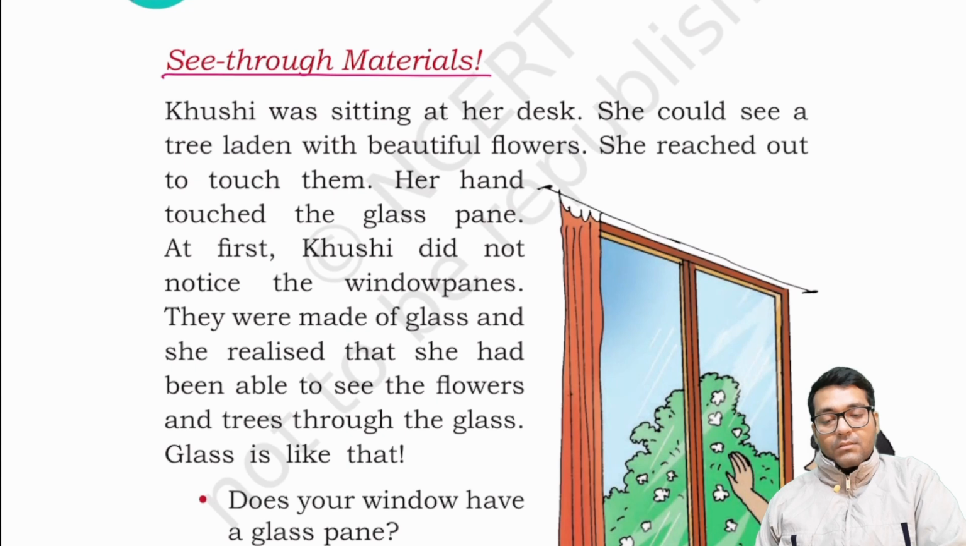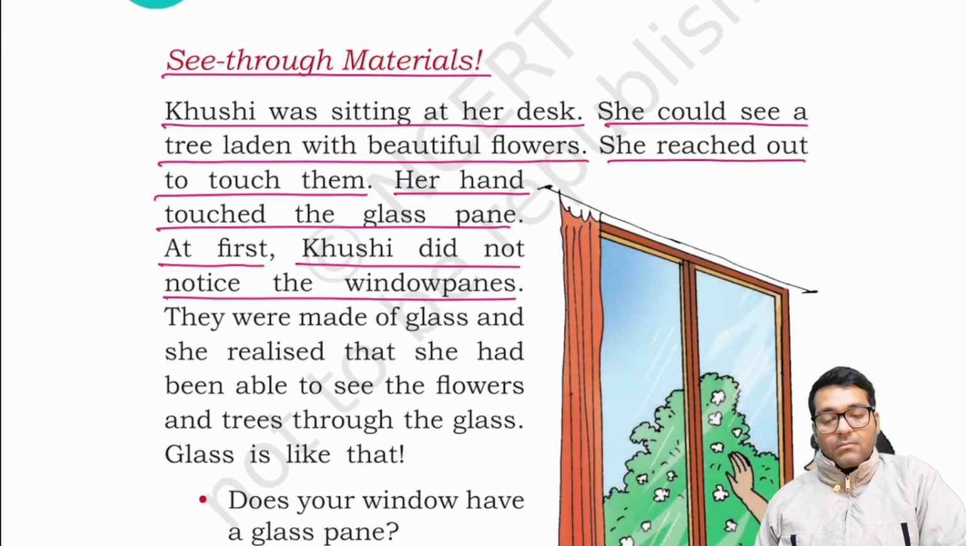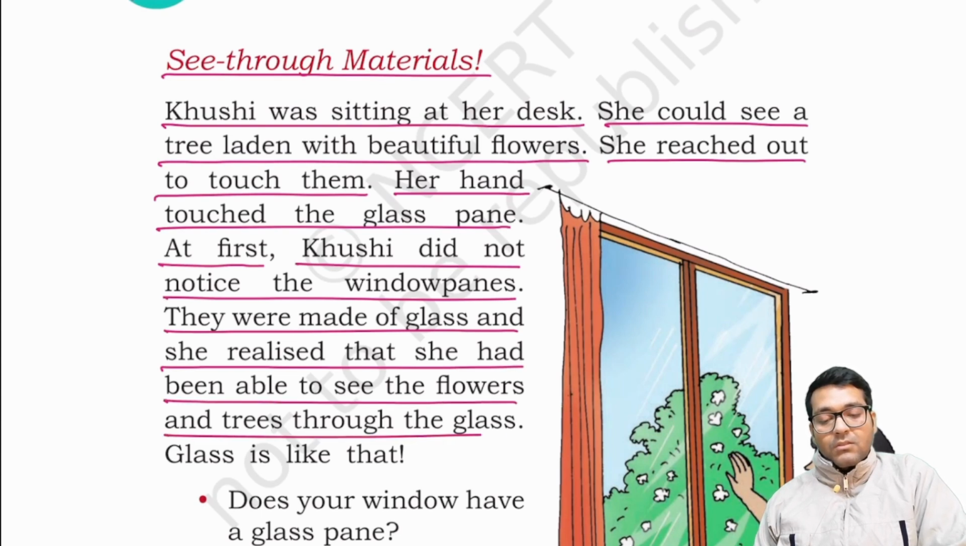See-through materials. Khushi was sitting on her desk. She could see a tree laden with beautiful flowers. She reached out to touch them. Her hand touched the glass pane. At first, Khushi did not notice the window panes. They were made of glass, and she realized that she had been able to see the flowers and trees through the glass. Glass is like that.